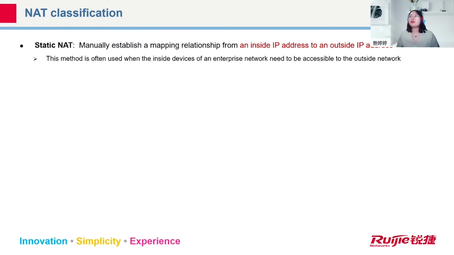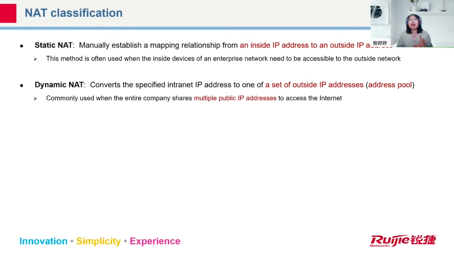And about the NAT classification, it depends on which part of the information should be translated. We can divide it into static NAT, where we translate the inside IP address and the outside IP address. We only translate the source IP information, but it's one by one.